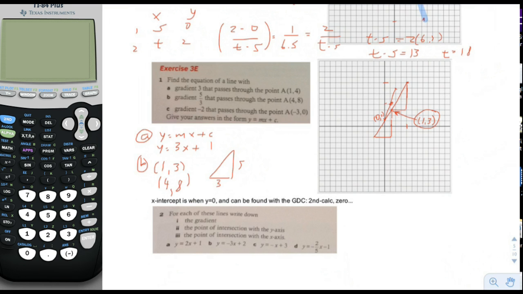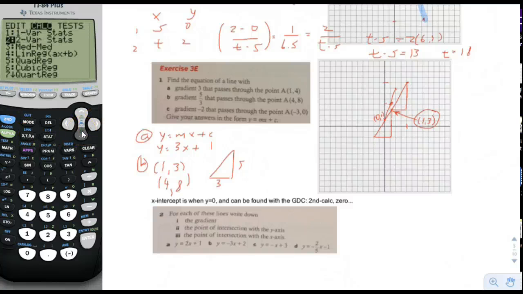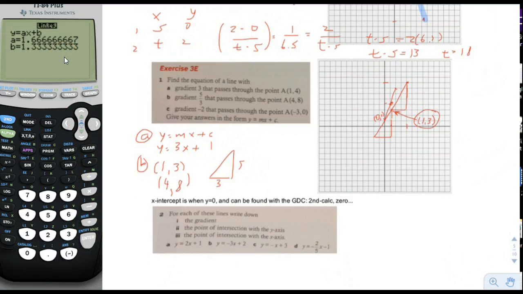So now we can use a calculator and linreg, and we can calculate that. So we can put 1 comma 3 and 4 comma 8 in here, and we'll do linreg, and then it'll give us the equation for the line. So stat calc linreg, L1, L2, frequency list is nothing, and it gives us the equation for the line here.